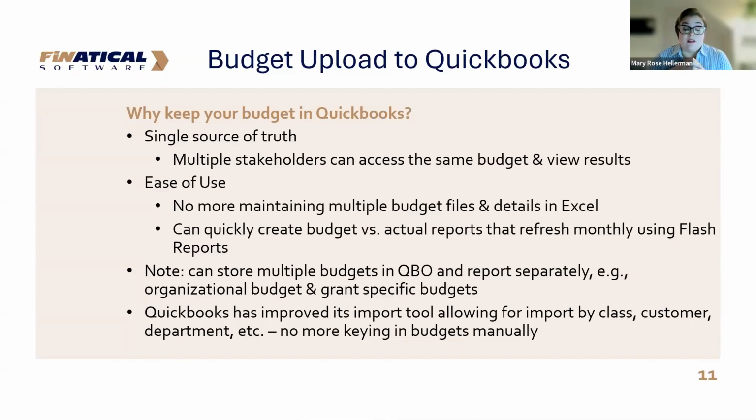One thing I've seen done really successfully is to have one organizational budget that's by class. And then for specific grants, you have specific budgets for each of them. So as long as when you're running that budget versus actual report, you're filtering to the right grant or customer, and you're pulling in the correct budget, you have no issues with running those reports for a particular grant.